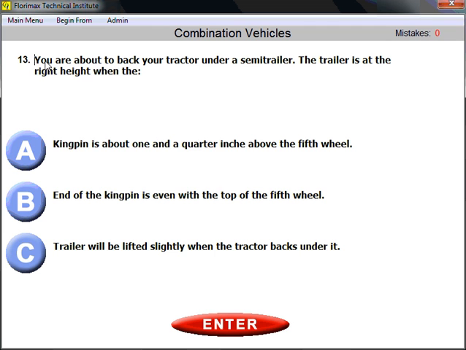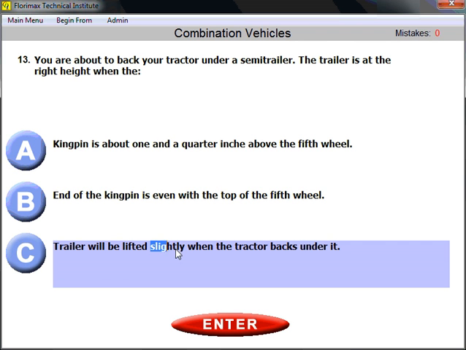Question 13. You are about to back your tractor under a semi-trailer. You are going to connect them. The trailer is at the right height when? What is the sign for you that it is at the right height? The trailer will be lifted slightly. Slightly, a good word. When the tractor backs under it. That's the right height: lifted slightly.